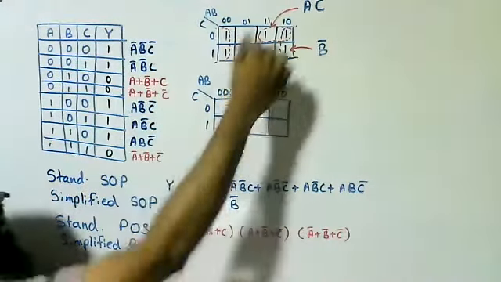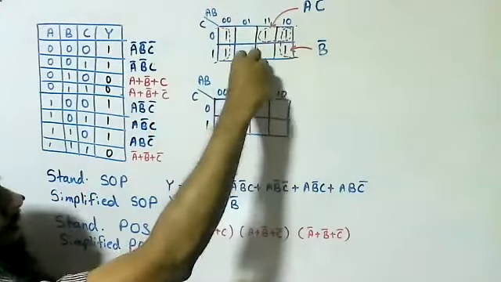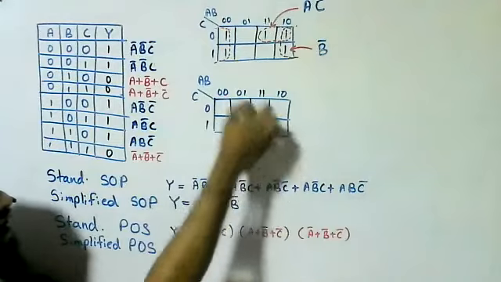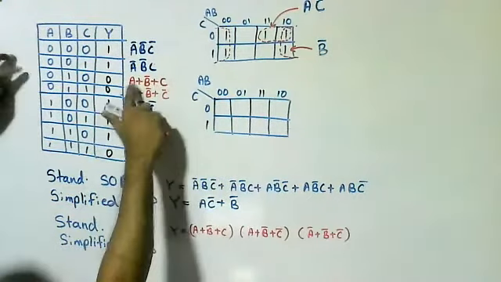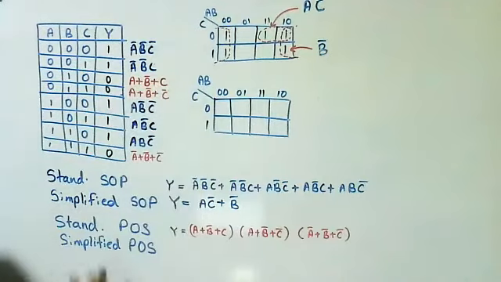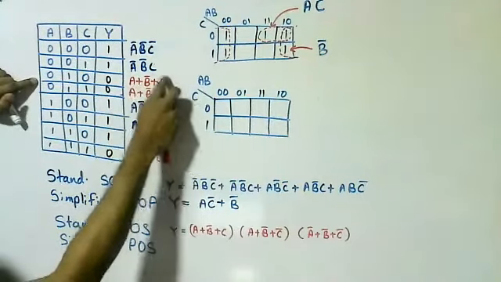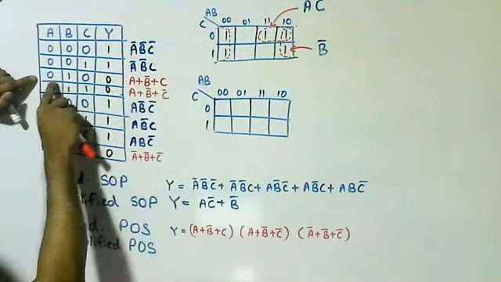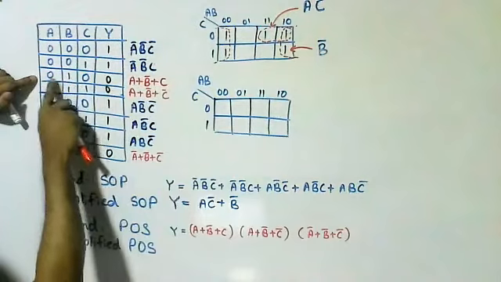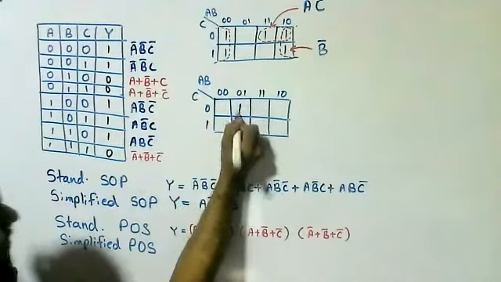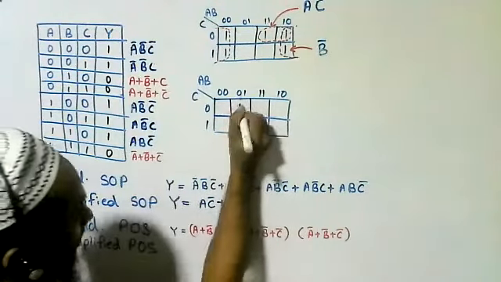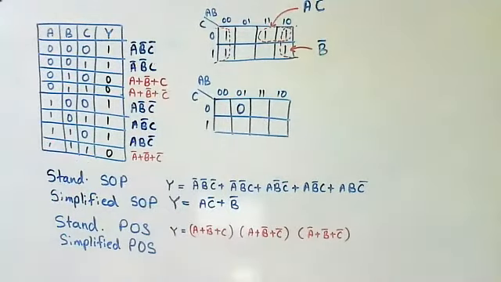In the SOP expression, we marked ones in the Karnaugh map. In the POS expression, we are marking zeros on the Karnaugh map. Okay, right. So even I can go to the truth table here. So A plus B bar plus C, the first maxterm. So here 0, 1, 0. Okay, 0, 1, 0. We have to mark 0 there.